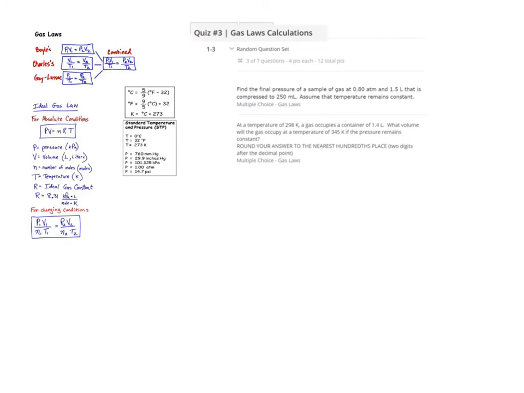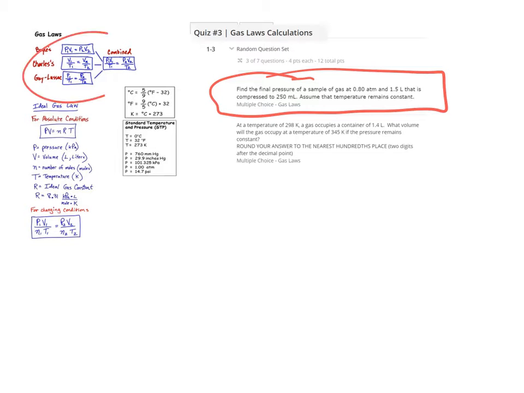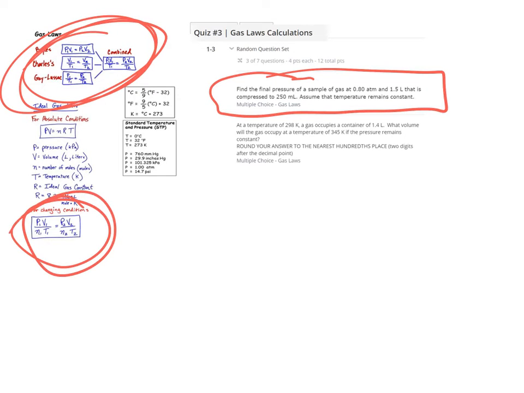All right, this one is from quiz number 3, gas law calculations. There's a couple of them here. The question is, find the final pressure of a sample of gas at 0.8 atm, 1.5 liter, that is compressed to 250 milliliters. Assume the temperature remains constant. Now, this is one of those changing conditions kind of problems. We have these equations here, but those are kind of simplified versions of this one right here. So let's use this one to see if we can figure this out.